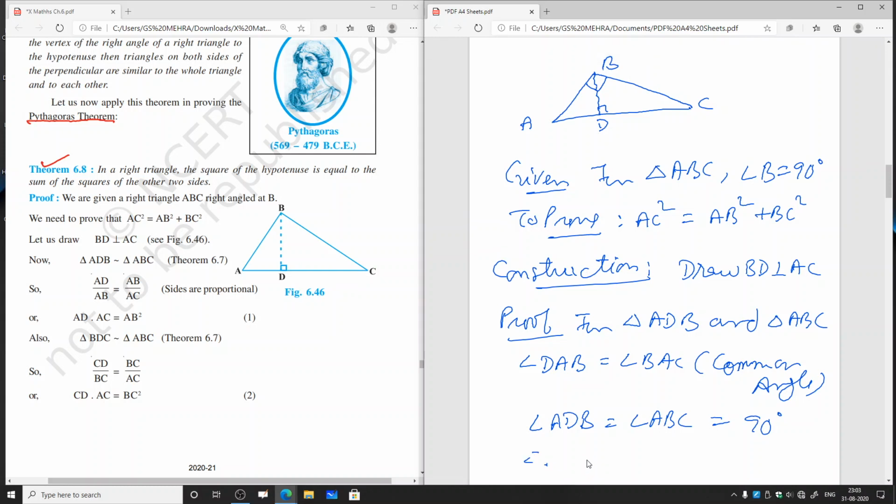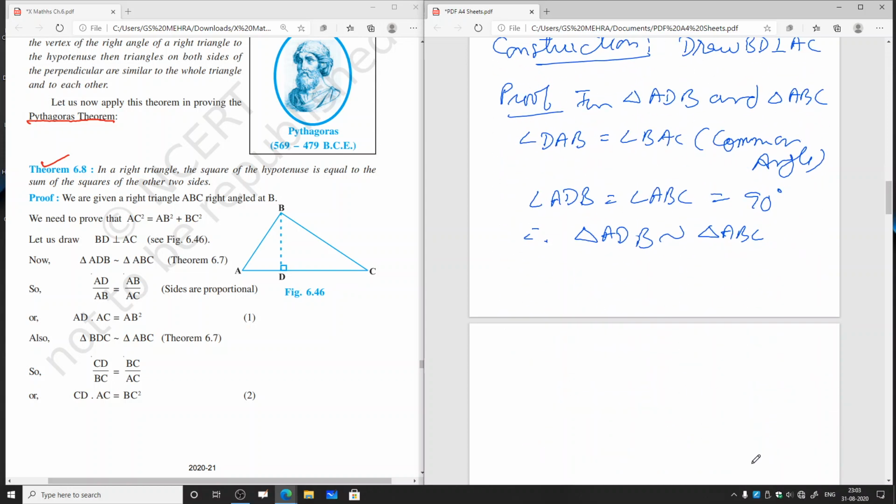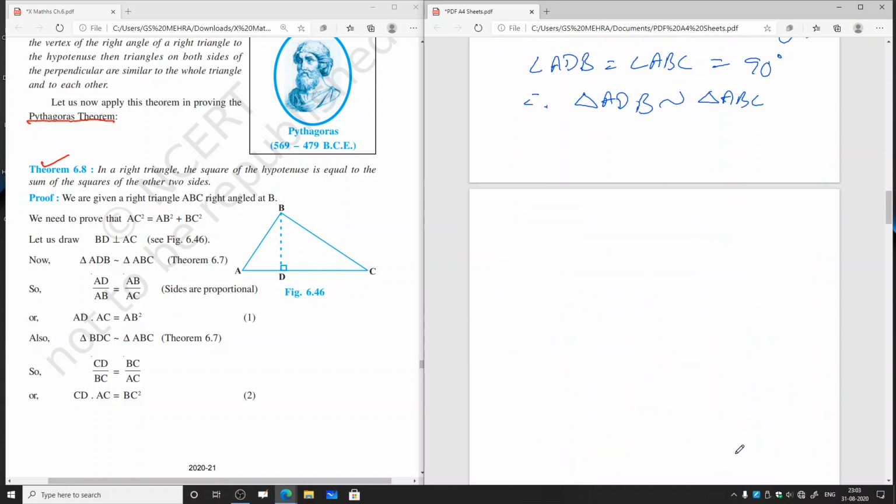Therefore we can say that triangle ADB is similar to triangle ABC, and we know that whenever two triangles are similar, their corresponding sides are in equal ratios. Therefore we can write, because we need AB square, AB over the corresponding side of AB, which is AC, equal to, in the second ratio AB should be in the denominator, so AB over the corresponding side AD.